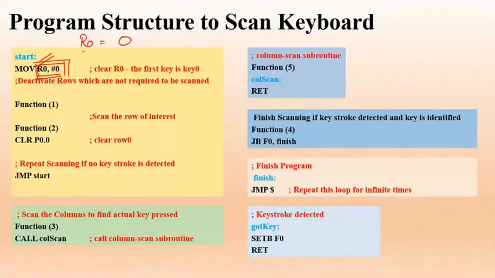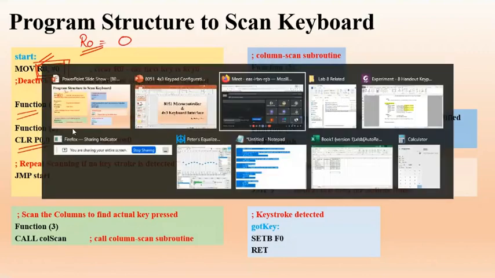Okay, this will show you R0 is going to tell you which key is getting pressed. Which key? Okay, let us check how. So function number 1. Function number 1, what you are doing? Clearing port 0.0. What is port 0.0? I have not started the program yet.